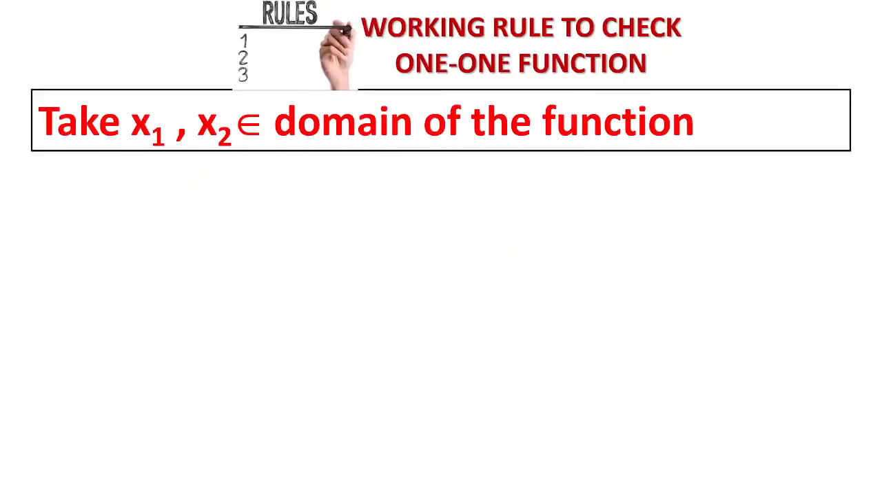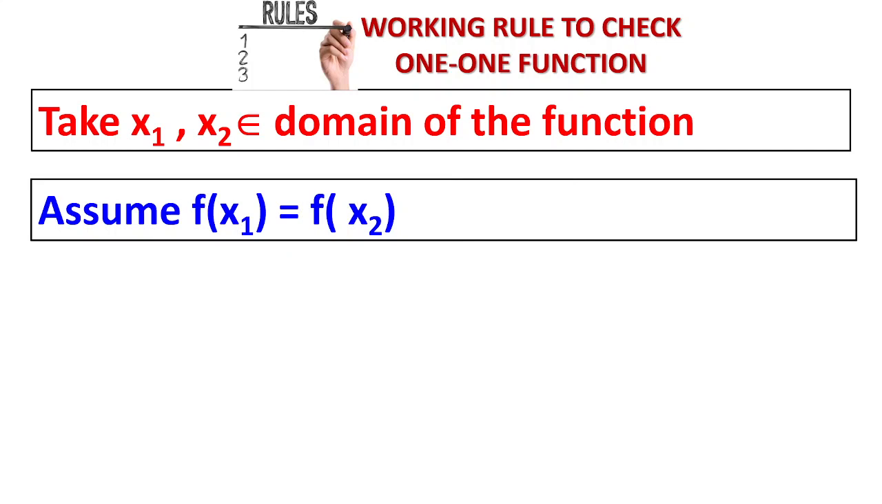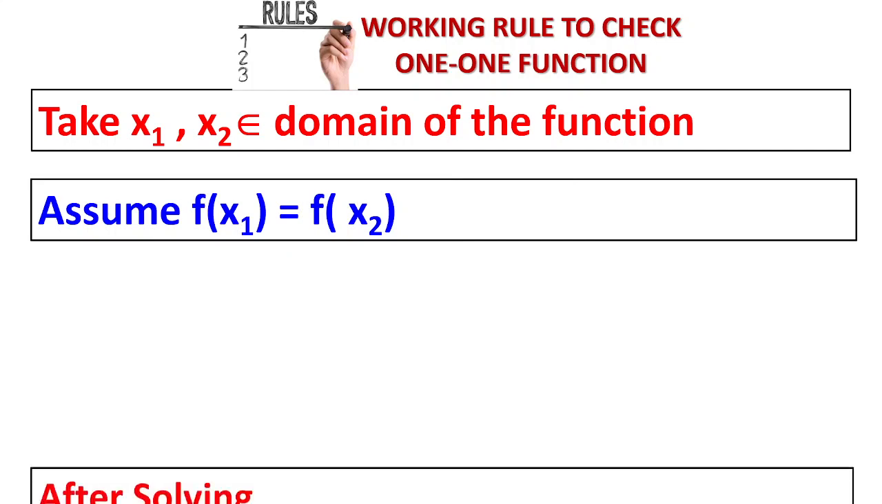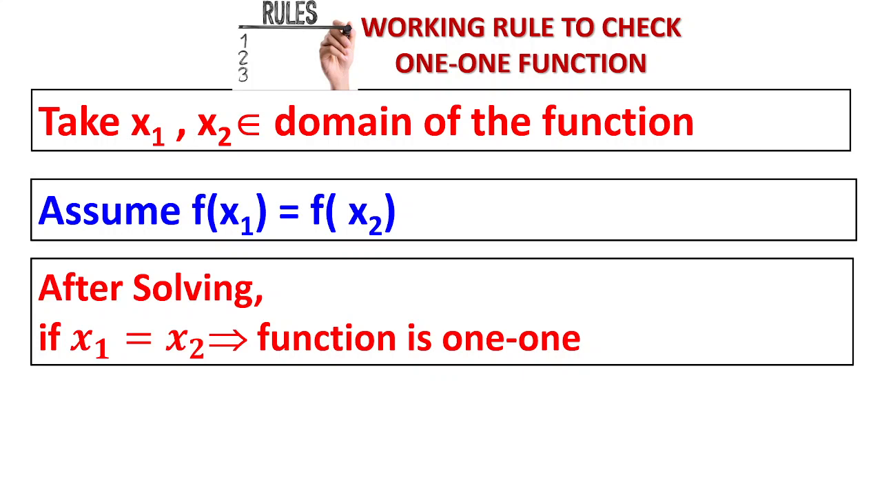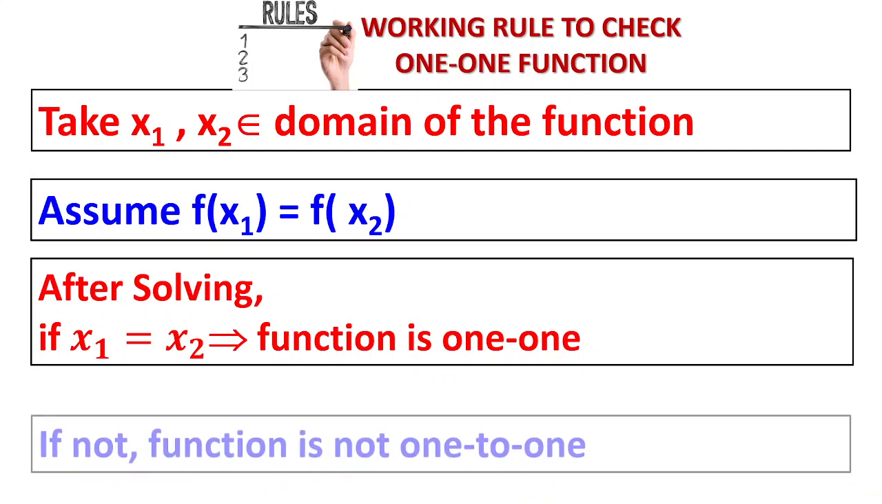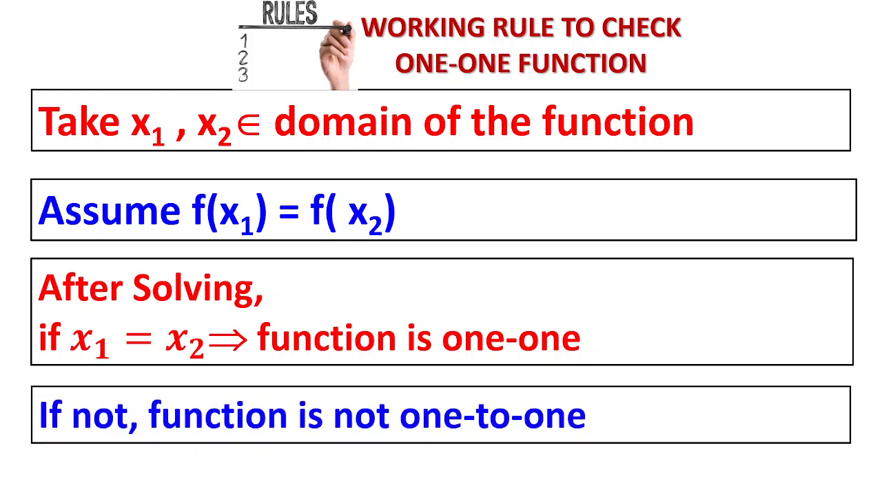Good. Now, what is the working rule? Whenever they ask you to prove 1-1, you take two elements in the given domain. It may be natural numbers, real numbers or anything. Then you assume that f of x1 is equal to f of x2, that is, their images are equal. Then solve it and check whether x1 is equal to x2, that is, the pre-images are also equal. Then it is 1-1. If you are not able to prove it, suppose you get x1 is not equal to x2, then it is not 1-to-1.